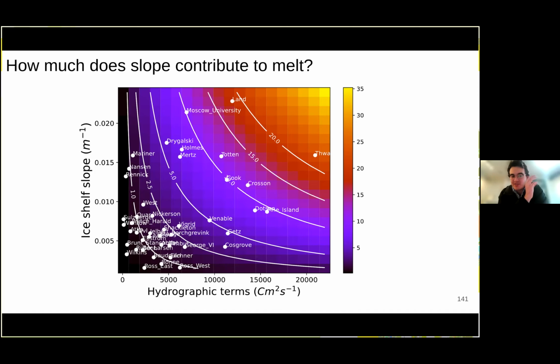this graph, which has ice shelf slope on the y-axis and the hydrographic terms on the x-axis, and colored in the background is what our scaling argument predicts the melt would be. And you can see shelves like Totten and Cosgrove, if you change their temperature even a little bit, because they have such high slopes, you expect to see really enhanced melt. But for shelves like the Ross, the Filchner, the Ronne, the Wilkins, they have such low slopes that even as you increase the temperature, we wouldn't actually expect to see drastic increases in area averaged basal melt. And so that's a new thing to think about when we're looking at these cavities, if the scaling argument's to be believed.